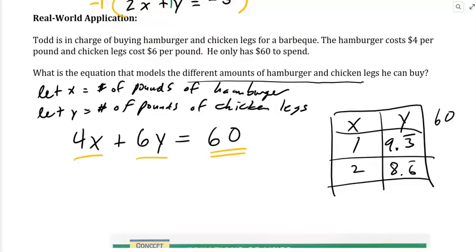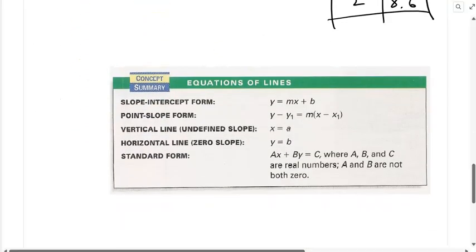This just helps us come up with the idea of why the standard form equation works. Some number times x plus some number times y equals some other number. Standard form. Now, here are all the equations that we've used so far that have been helpful to us. We have the slope-intercept form, point slope. We know that a vertical line with an undefined slope is x equals some number. A horizontal line with zero slope is y equals some number. And standard form, ax plus by equals c, where a, b, and c are real numbers, and a and b are not both 0.